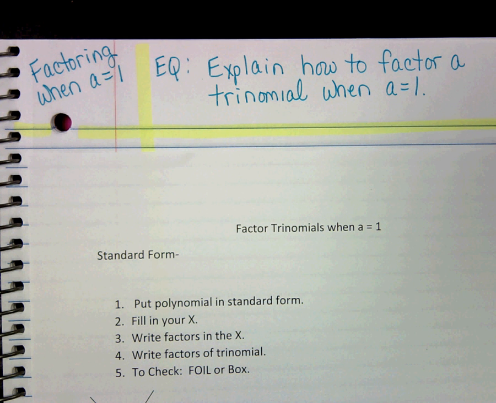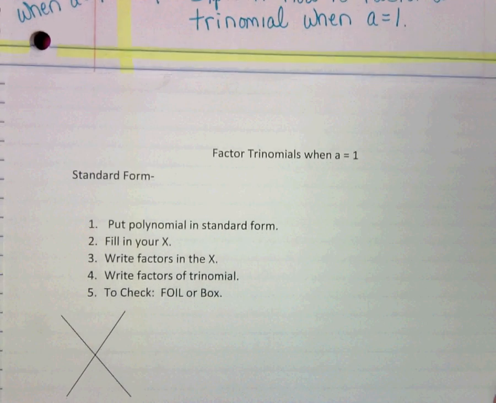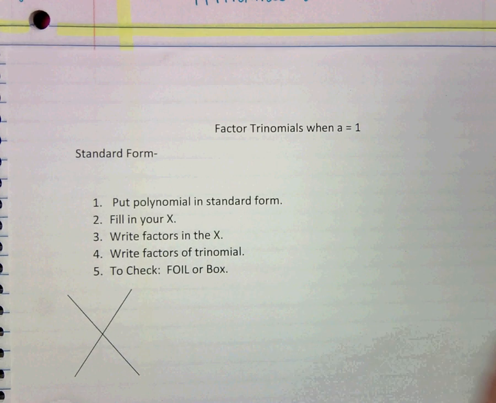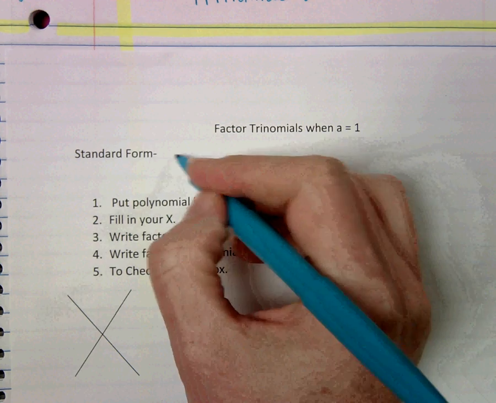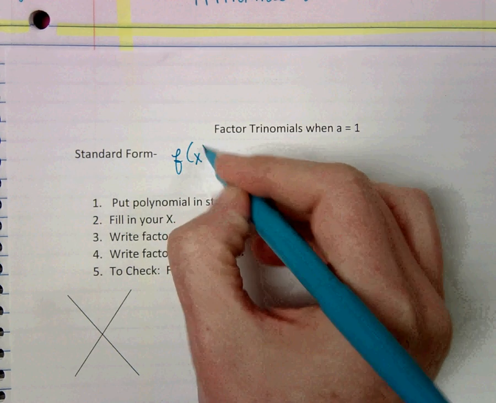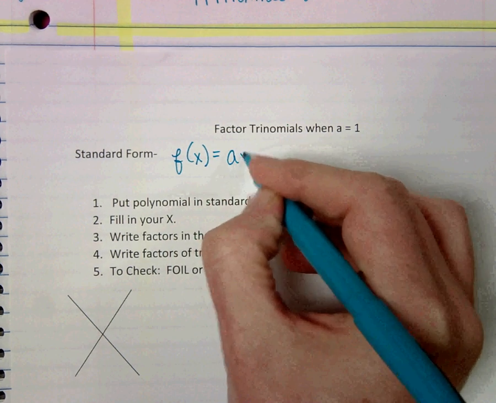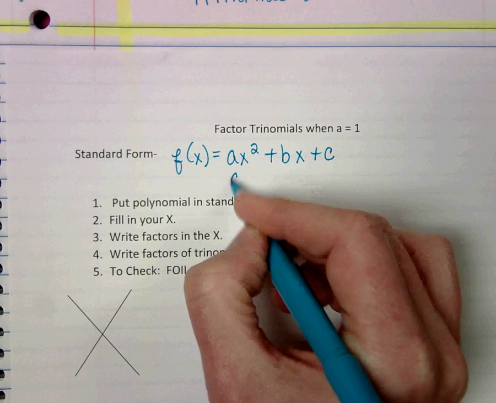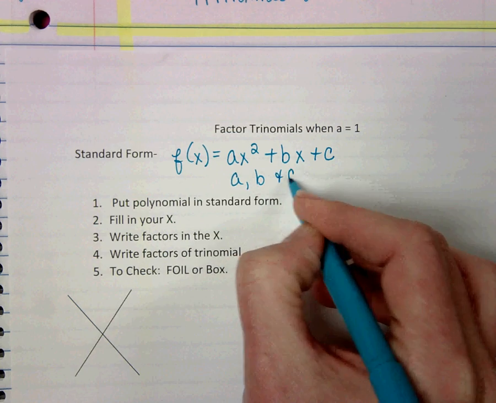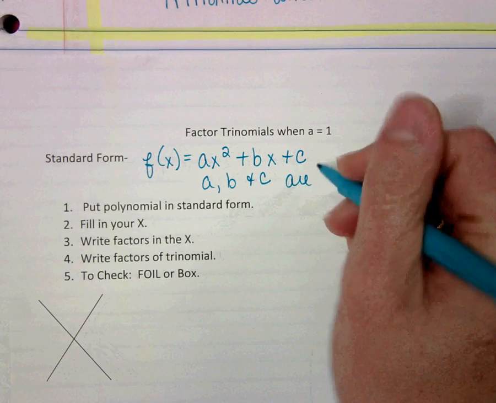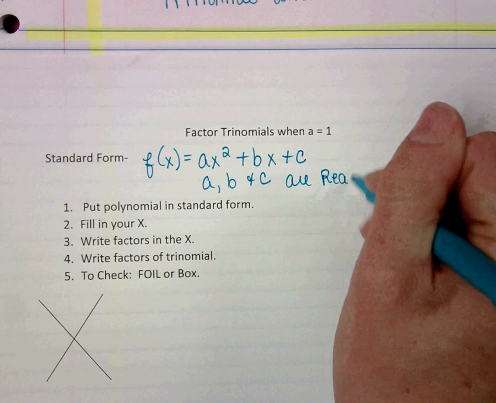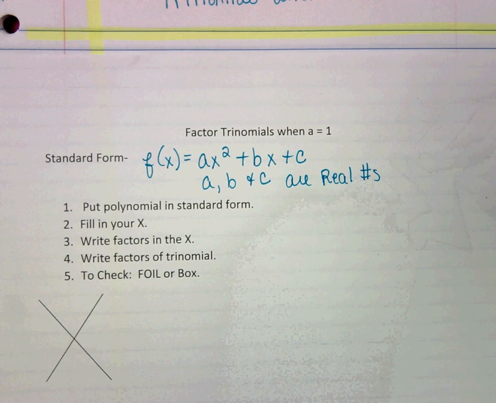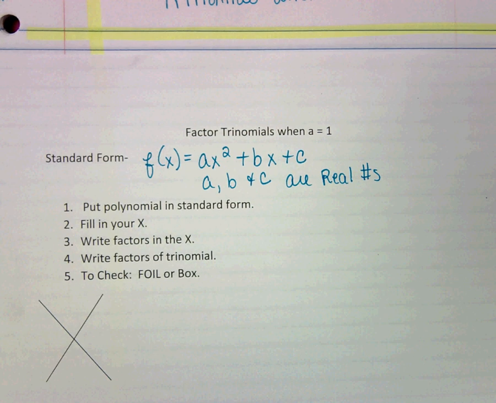So the first thing we need to do is refresh our memory on what standard form of a quadratic is. Remember, that's f of x equals ax squared plus bx plus c. Remember, a, b, and c are real numbers. Okay, that's important. A lot of us are trying to write x or with our numbers when we're identifying a, b, and c, and we don't want to do that.